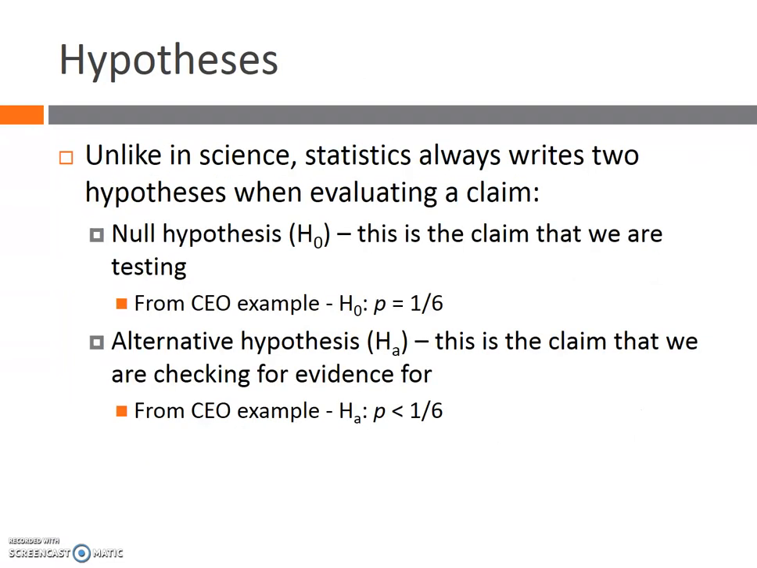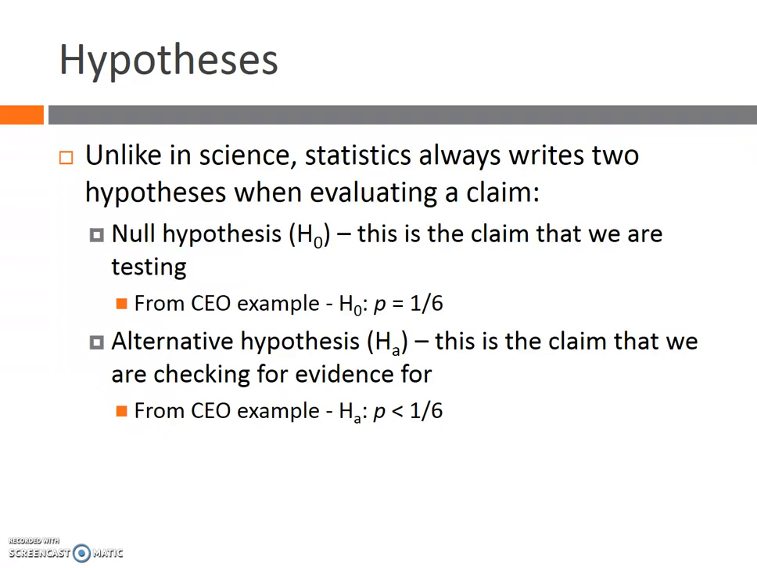Now, unlike in science, statistics writes hypotheses when evaluating a claim, right? Our hypothesis is kind of what we are saying we think is true. Now, the two hypotheses are the null hypothesis and the alternative hypothesis. The null hypothesis is represented by an H with a subscript 0. We will sometimes call that H sub 0 or H sub O. Please don't call it ho. Thank you.